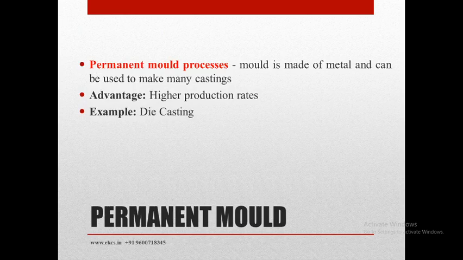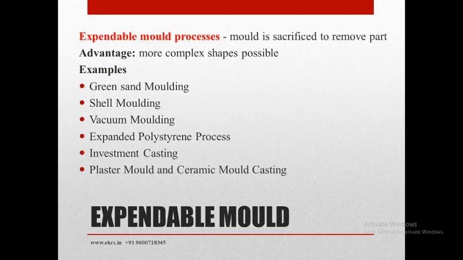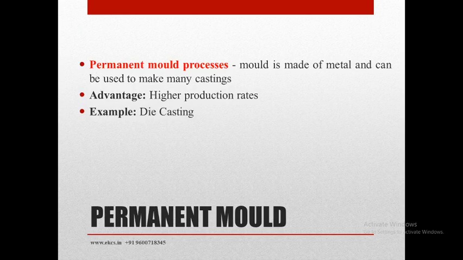Let us see some advantages and an example of the permanent mold process. In the permanent mold process, the mold will not be sacrificed. It will not be broken. The mold is made of metal and can be used to make many castings. So with this single mold, we can do many castings. In the expendable mold process, for each component we have to prepare the mold also. Here one mold will be there and many castings will be produced. The advantages are higher production rates. Example, die casting. Usually aluminum components are obtained by means of the die casting process, which uses a permanent mold process.